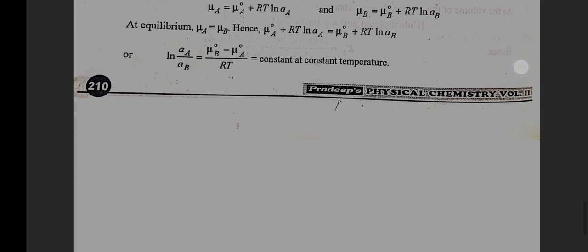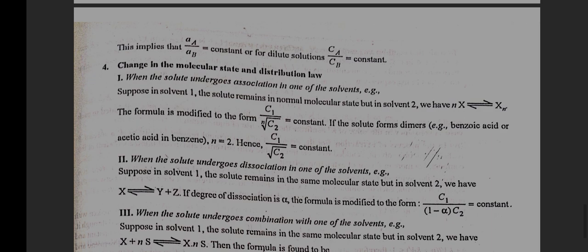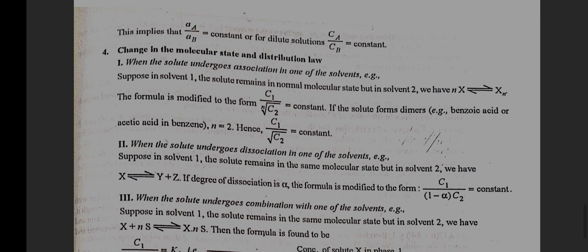Then ln of a_A divided by a_B is equal to (mu naught B minus mu naught A) by RT, which is constant at constant temperature. Hence concentration of A divided by concentration of B is equal to constant. Now fourth, change in the molecular state and distribution law.